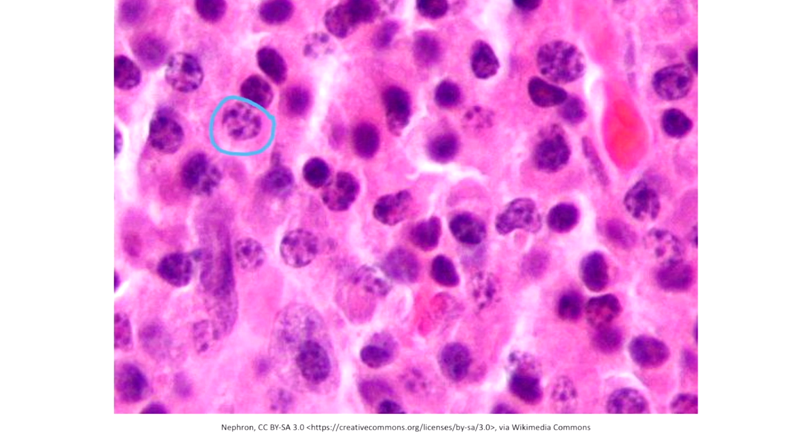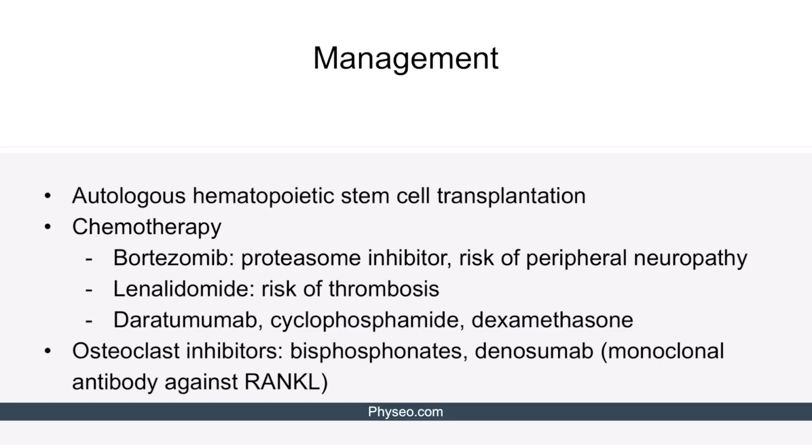Note the clock face nuclei of neoplastic cells. After verifying the diagnosis of multiple myeloma, we move on to management. All patients should undergo assessment of eligibility for autologous hematopoietic stem cell transplantation. Chemotherapy is an essential part of treatment.